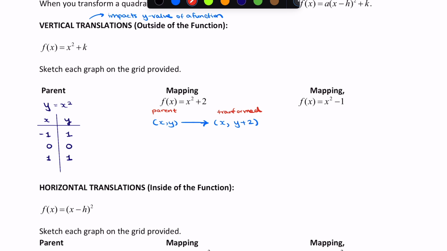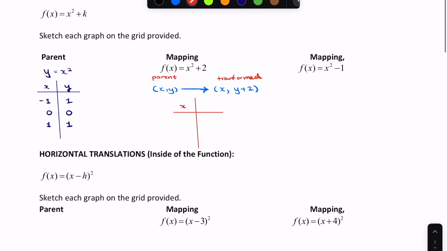So if we draw our table of values again, you see that our x values have stayed the same, so they'll still be -1, 0, and 1. But for all of our y values, we're going to add 2 to them. So it becomes 3, 2, and 3.